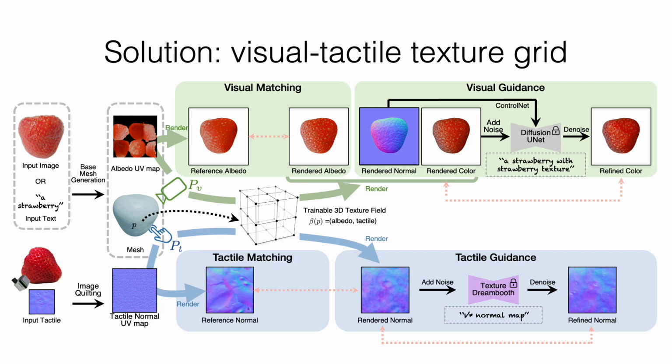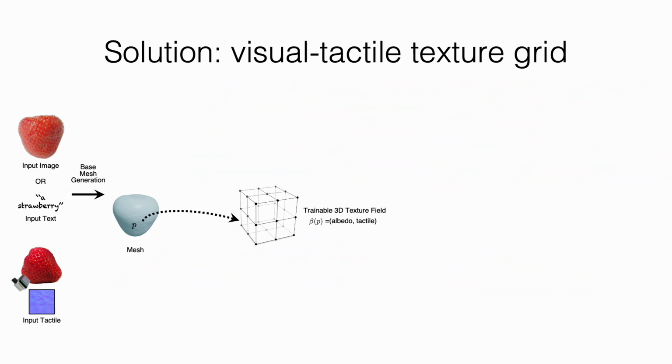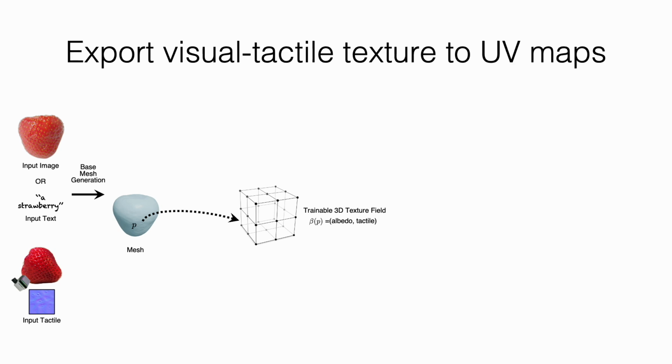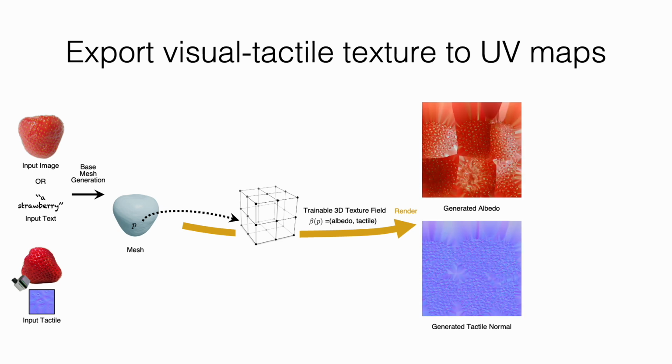After optimization, we can query the texture field from any viewpoint and export it to UV maps to get a mesh with aligned visual and tactile textures.